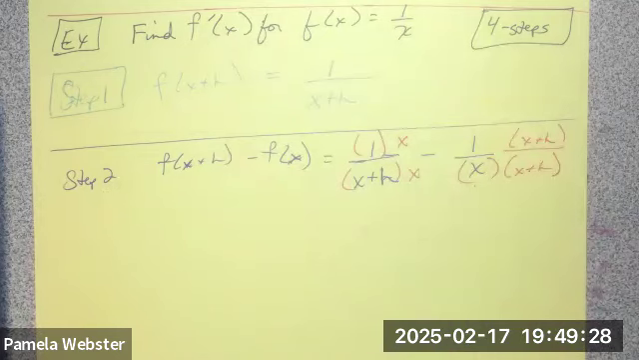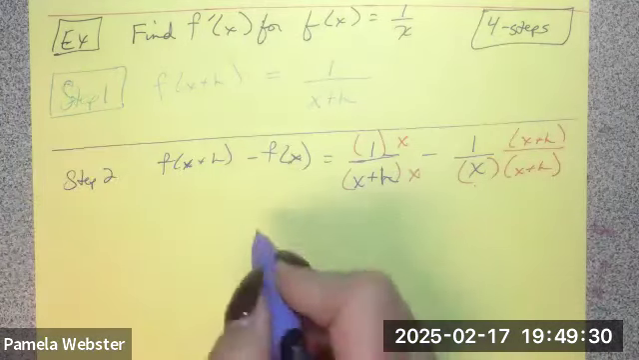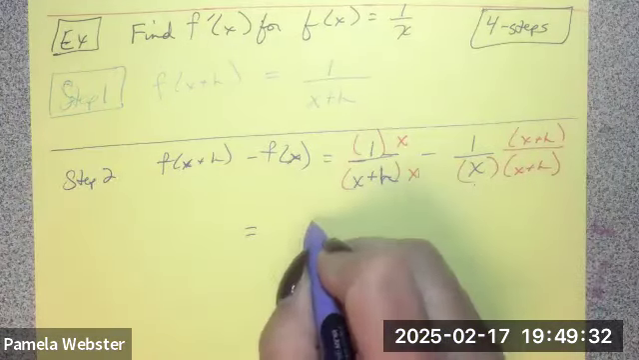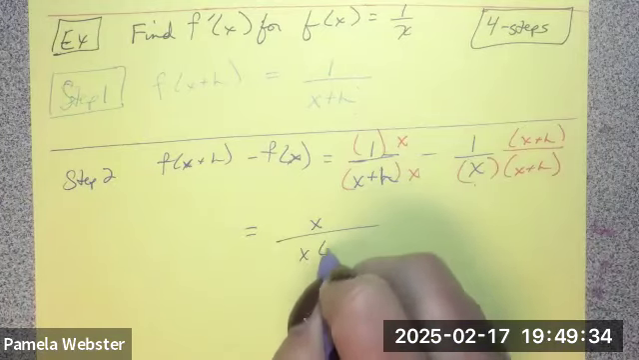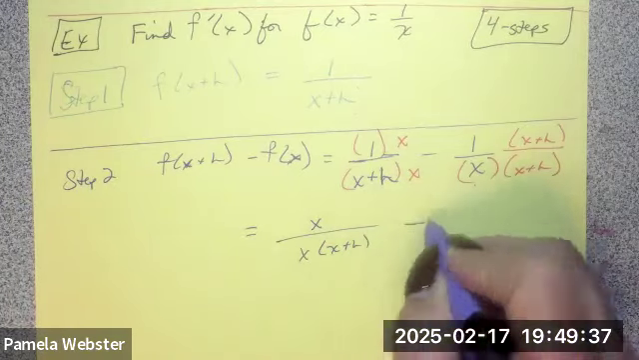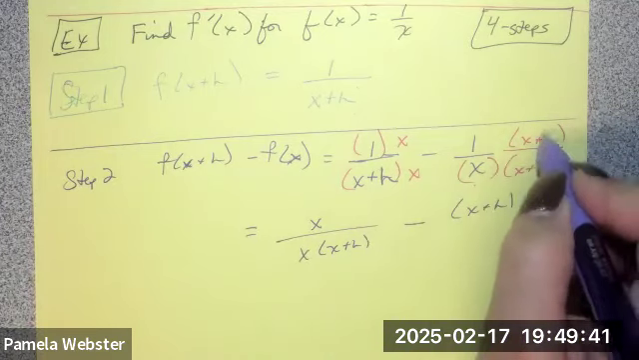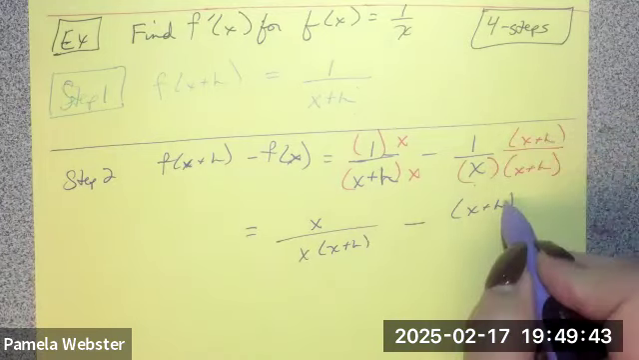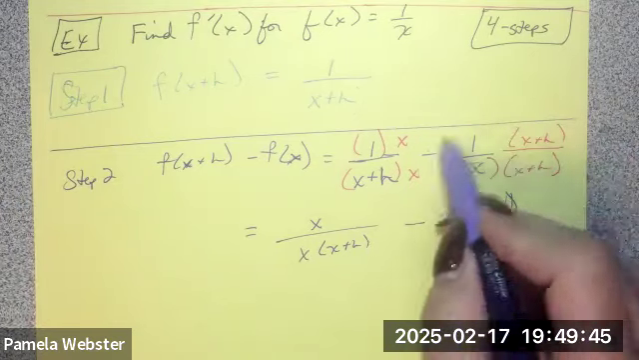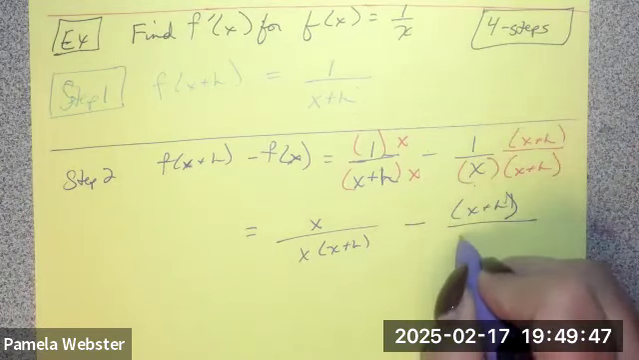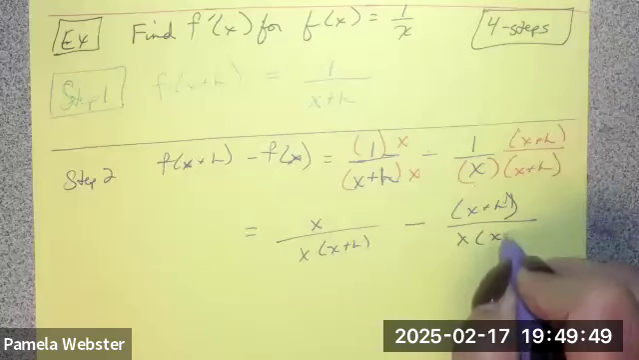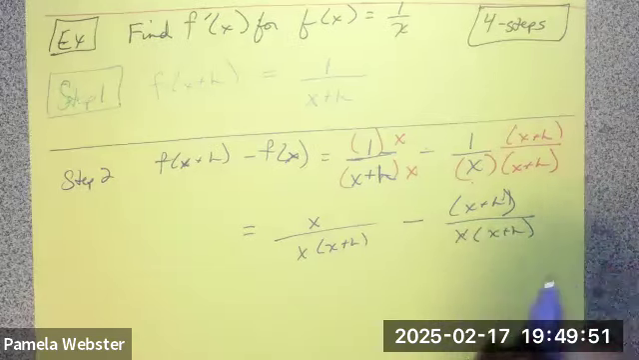Okay, now I can say, oh, we have the same denominator. Let's simplify this a little bit. x over x times x plus h minus x plus h. I need to keep those parentheses, right? Or distribute this negative through, whichever one you see. I'm going to distribute it in just a second, but I'm not there yet.